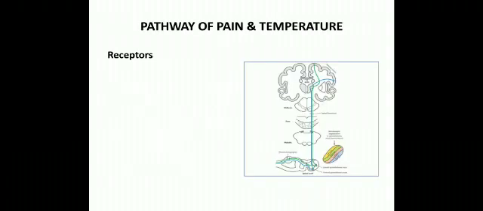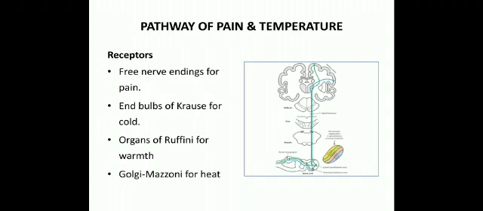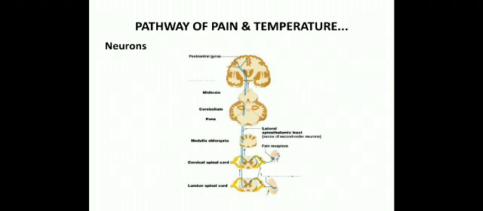Now, the pathway of pain and temperature. The receptors are the free endings of the pain, that includes the end bulbs of Krause for cold, the organs of Ruffini for warmth and the Golgi Mazzoni for heat. The neurons: the first neuron is located in the dorsal root ganglion.